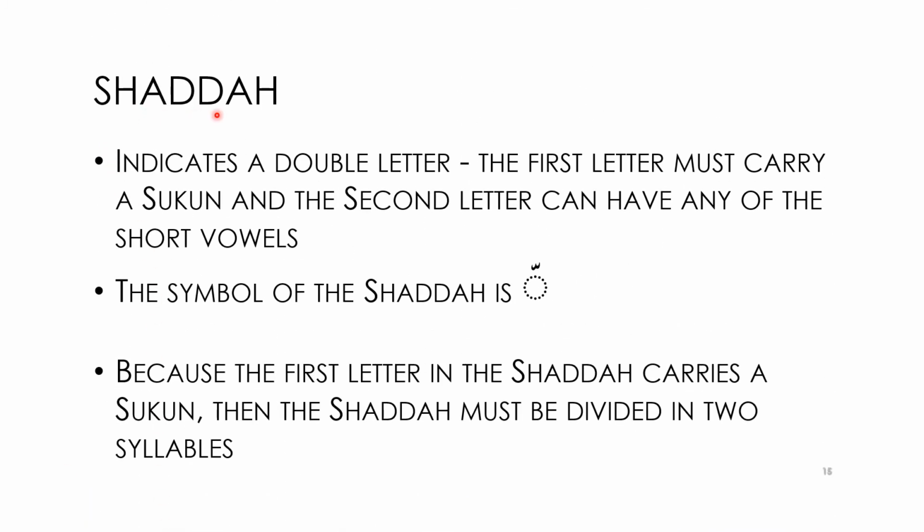Okay, great. The last part of this presentation is about the Shaddah. The Shaddah indicates a double letter. The first letter must carry a sukun, and the second letter can have any of the short vowels. The symbol of the Shaddah is like a little W. Because the first letter in the Shaddah carries a Sukun, then the Shaddah must be divided into two syllables.